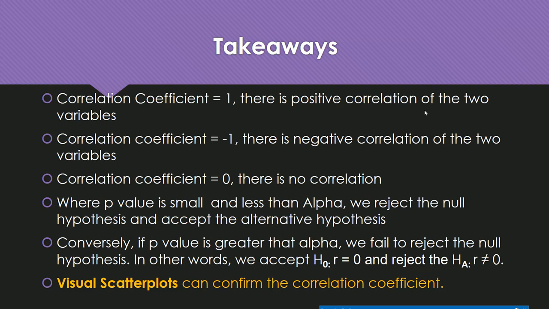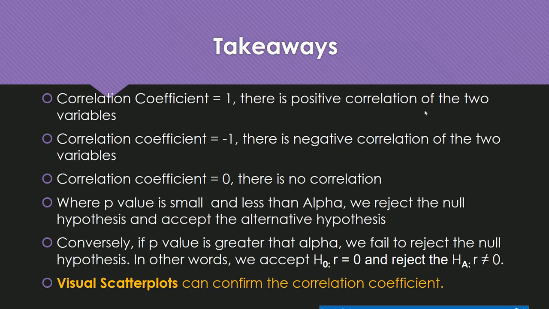Takeaways: where correlation coefficient is equal to 1, there is positive correlation of the two variables. Similarly, where correlation coefficient is equal to -1, there is negative correlation of the two variables. Correlation coefficient equals to 0, it shows that there is no correlation between the variables.